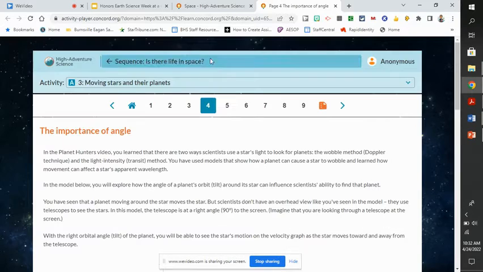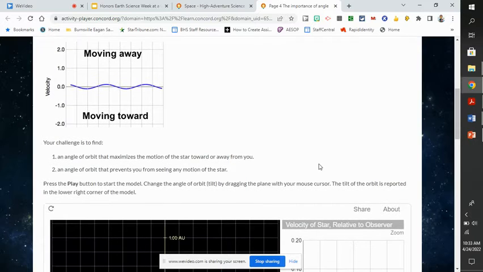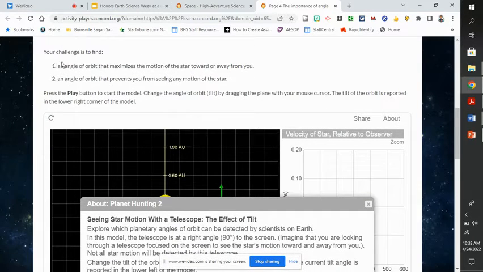Okay. We're going to go ahead and go to number 4, and this talks about the importance of angle. I'm going to go through this very quickly with you so you have time to work. With this one, it has you perform the challenge to find an angle of orbit that maximizes the motion of a star toward and away from you, and an angle of orbit that prevents you from seeing any motion of the star.